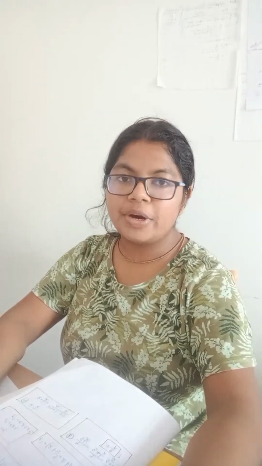e to the power 0 will be 1. Similarly, 2 to the power 0 will be 1, and 500 to the power 0 will be 1 also. e to the power 1 equals e, e to the power 2 equals e into e, and e to the power 3 equals e into e into e. So the value of e is 2.71, so we can write e to the power 3 equals 2.71 into 2.71 into 2.71.